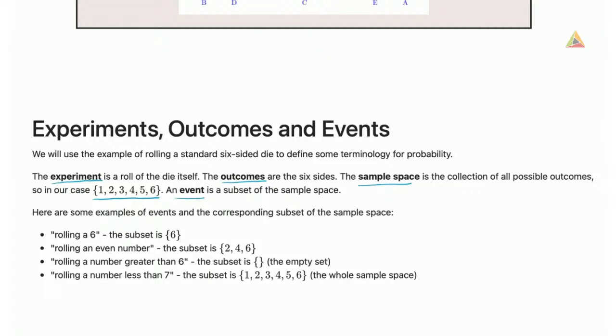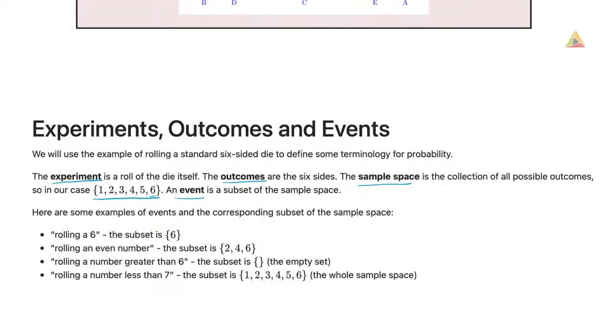So here are some examples of events and the corresponding subset of the sample space. So rolling a 6, the subset is 6 because you can see 6 is in the original sample space, which is here. So the subset 6 is written like the first bullet point there. What is the probability of rolling an even number? So the subset of this is 2, 4, and 6. They're all the possible even numbers that you can have on a die.